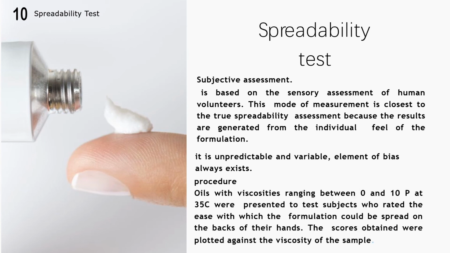Procedure: oils with viscosity ranging between 0 and 10 at 35 Celsius were presented to test subjects who rated the ease with which the formulation could be spread on the back of their hand. The scores obtained were plotted against the viscosity of the sample.